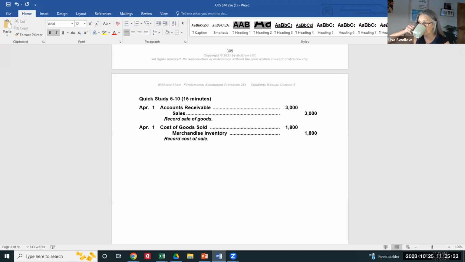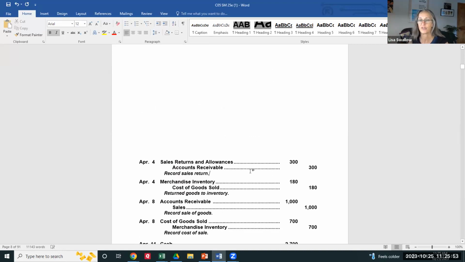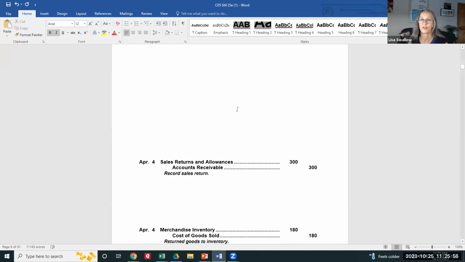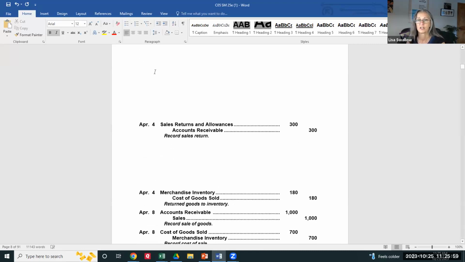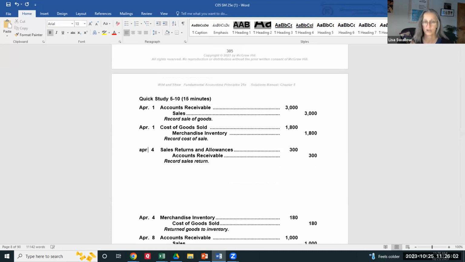Okay, so April 4th. The first thing I have to do is recognize that I've got to debit sales returns and allowances. And I've got to credit accounts receivable because they don't owe me that $300, do they? Okay, so let's see what that looks like. So April 4th, debit sales returns and allowances. I'll show you what happens to that account in just a sec. And then credit AR.